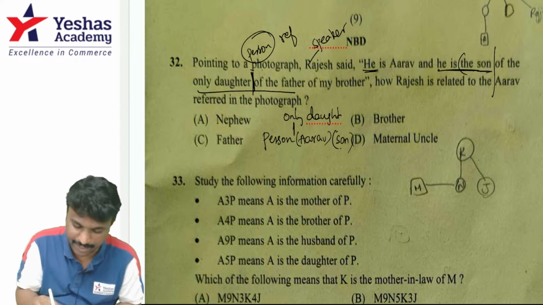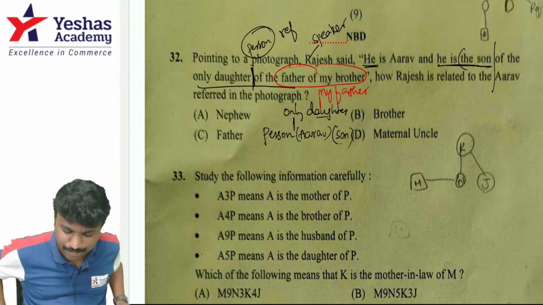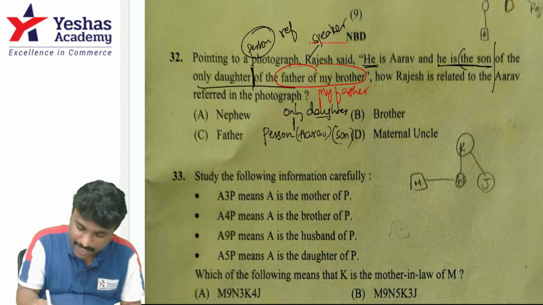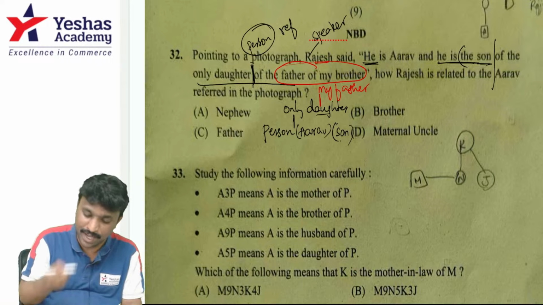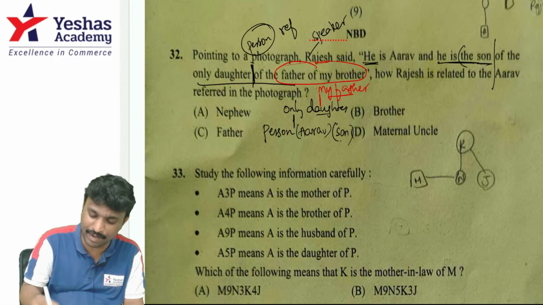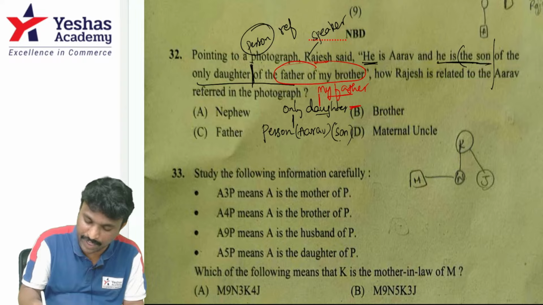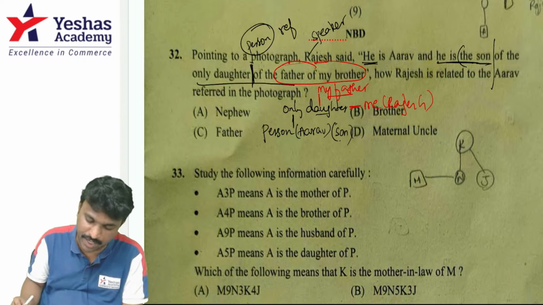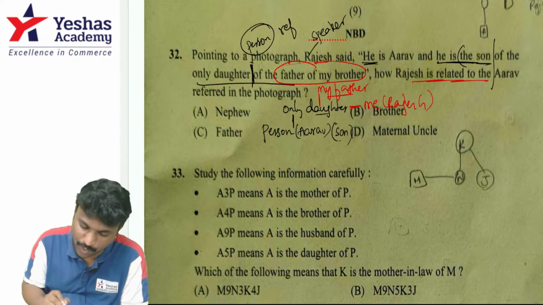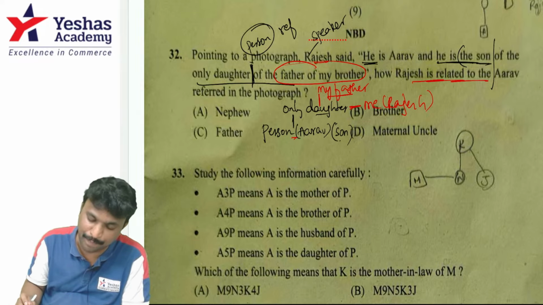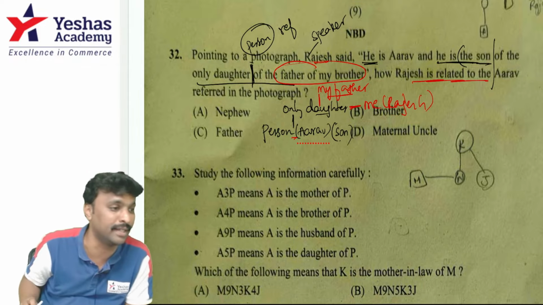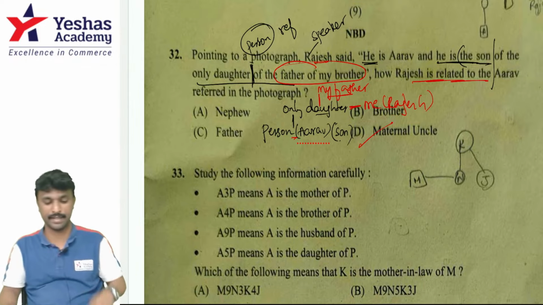That someone is father of my brother. Who is father of my brother? My father only. Father of my brother is also my father. Yes or no? My father is here. Who is me here in the question? Me is the speaker. The speaker is Rajesh. Rajesh is saying my father is here. Definitely Rajesh should be a brother too. Me means Rajesh. Now the question is, how is Rajesh related to Arav? To Arav, Rajesh is maternal uncle, mother's brother. Yes or no? So option D is the right answer.